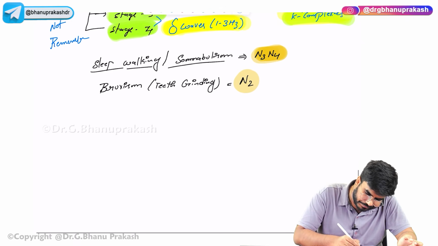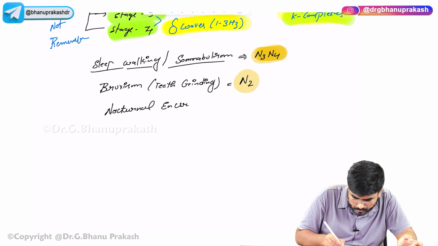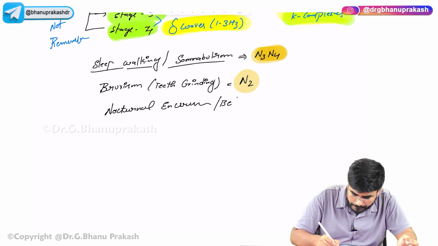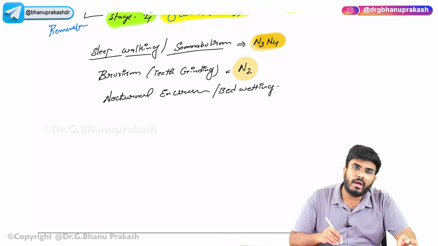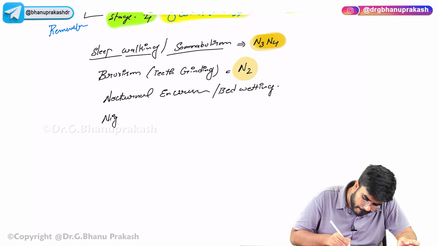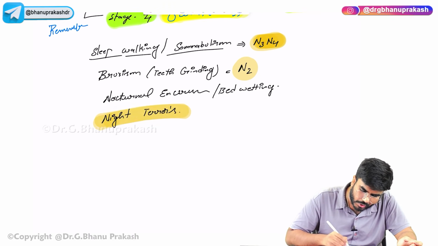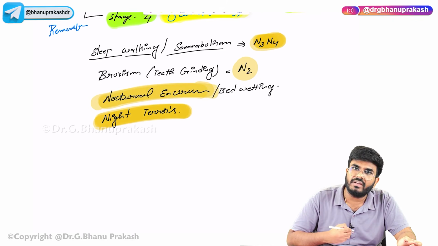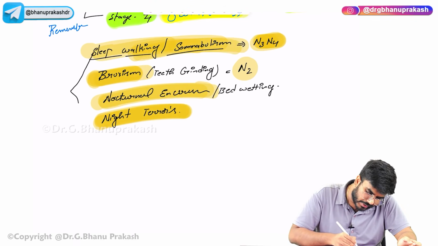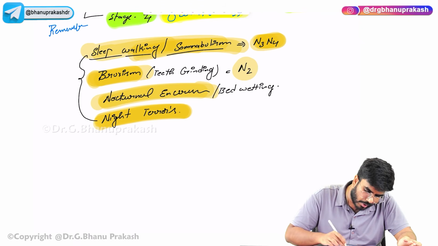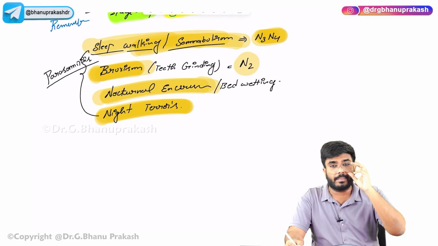And what else? Nocturnal enuresis, that is bedwetting. And during NREM, you can also have one more abnormality, called night terrors. Night terrors means bad dreams which you can't remember. Nocturnal enuresis, bedwetting, you can't remember it. Bruxism, teeth grinding, you can't remember it. Sleepwalking and somnambulism, you can't remember it. So these are all the parasomnias, which means abnormalities during the sleep.